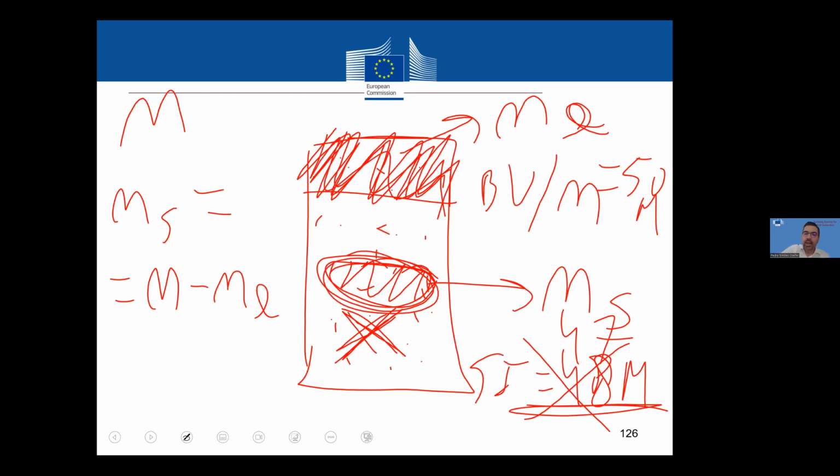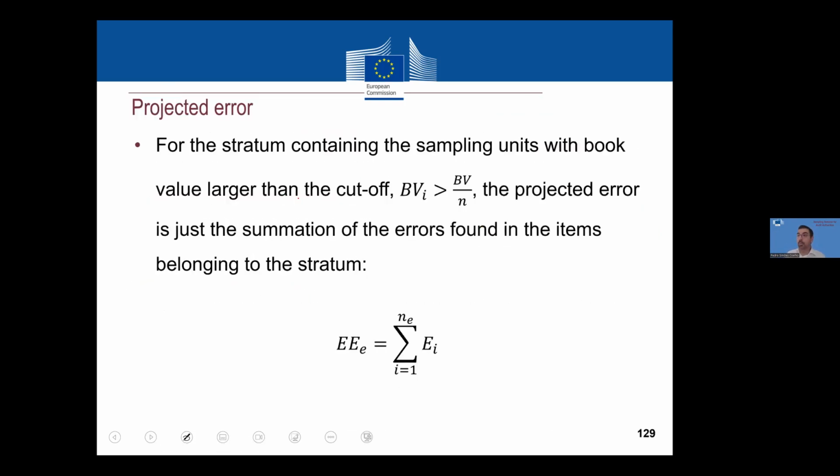So let's start with the high value items. How do I project the errors for this high value group of the population? To be honest, no projection is needed. What projection? I have audited them all. There is no projection to perform. For the high value group, because it's a census, it's an exhaustive audit, I just need to sum the errors that I have found in the audit, and that's it. This is the error of the exhaustive part of the population, of the high value stratum of the population. No projection is needed. Now, let's move down to the sampling part of the population.